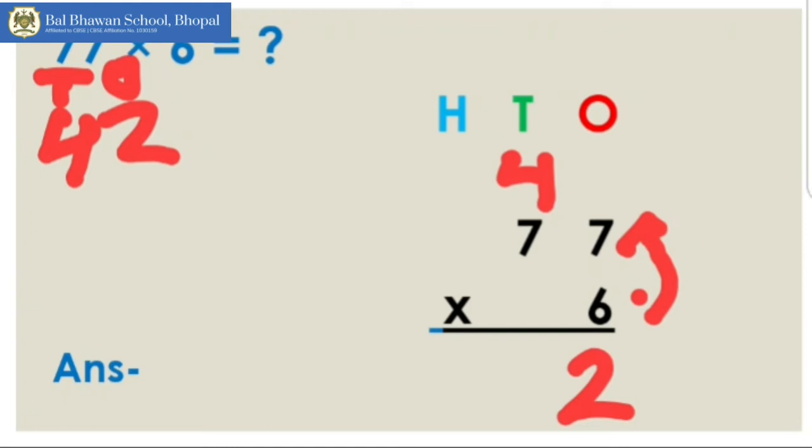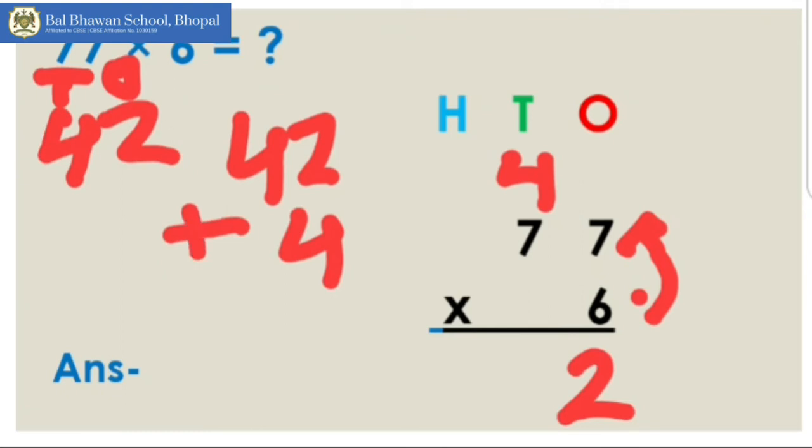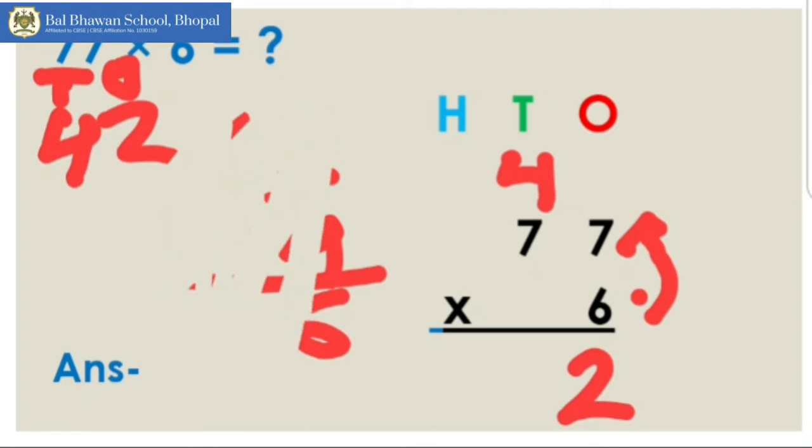So now we will add 42 and 4. It will be, yes, 46. 4 plus 2 is 6 and 4 we will copy as it is. So it is 46.